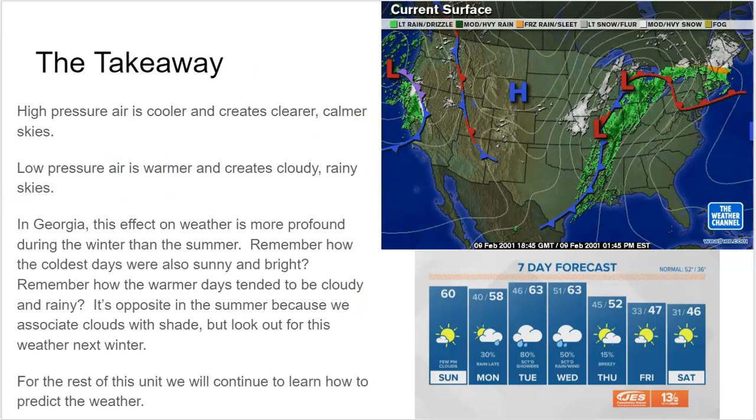So the takeaway: high pressure air is colder. High pressure air is colder, it rises, it creates calm, clear skies. And that's what we see on this weather map. Remember, the H is for high pressure, the blue is for cold, and we see not a lot of clouds here. Good weather. Low pressure air is warmer. That's why we have the red L. It's warmer, it's lower pressure, that water vapor is rising and condensing, and that's why we see so many clouds.